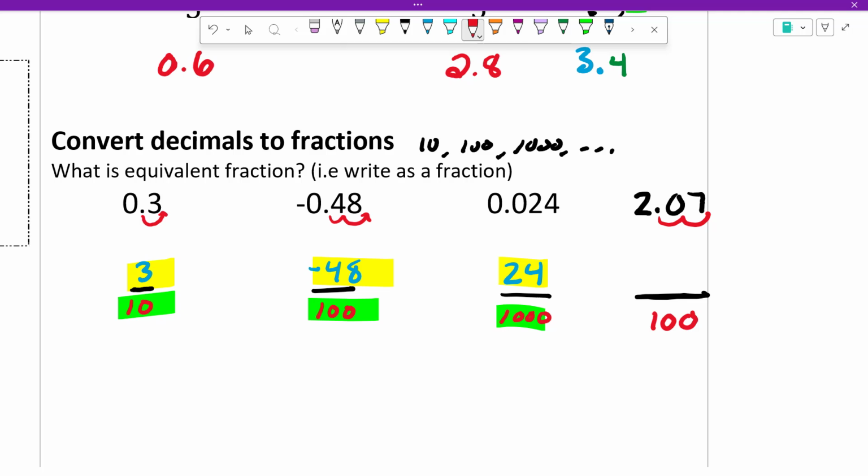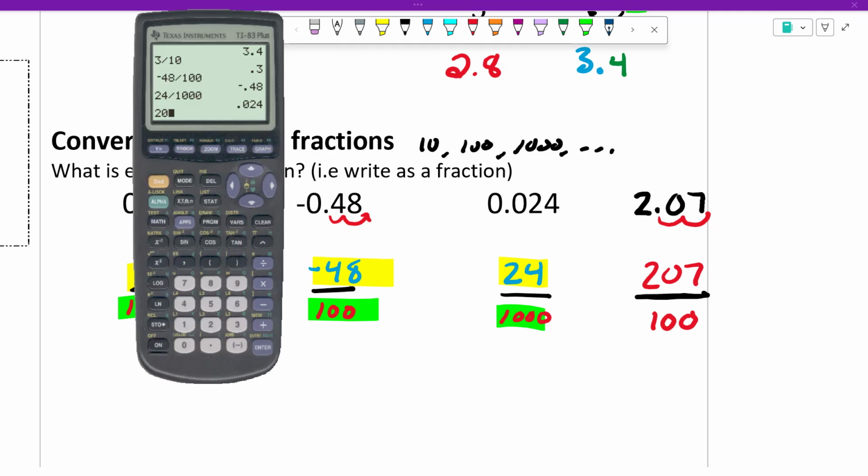Same thing as before. It looks different, but the rule doesn't change. What's the top number? It is 207. Ignore the decimal. What number do you see? 207. You're not sure? Grab your calculator. Divide the numbers. Did I do it right? 207 divided by 100 gives 2.07. There we go. That's it. You guys got this, right?